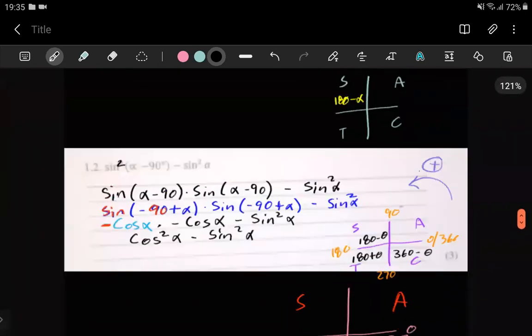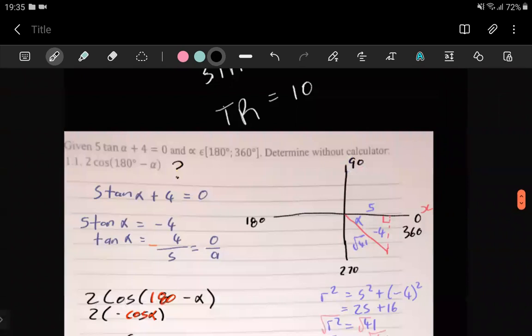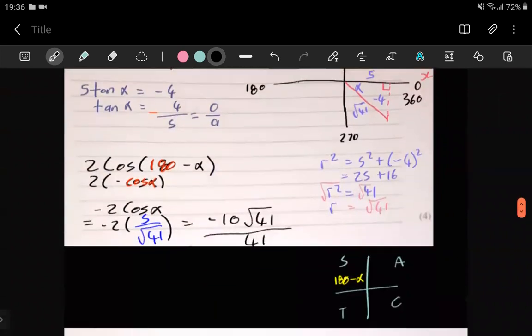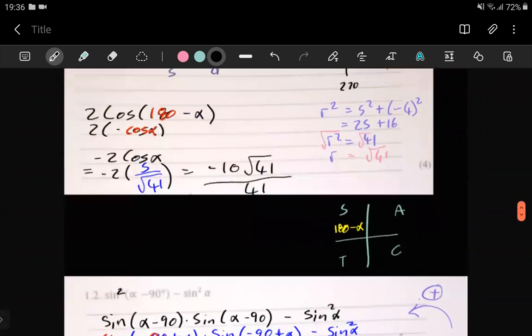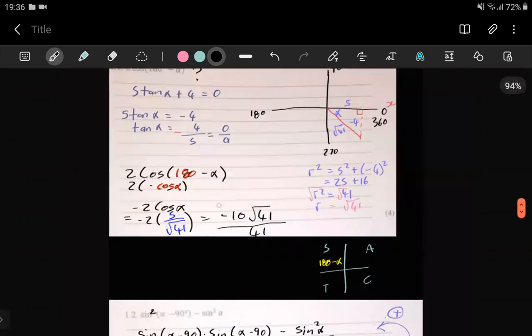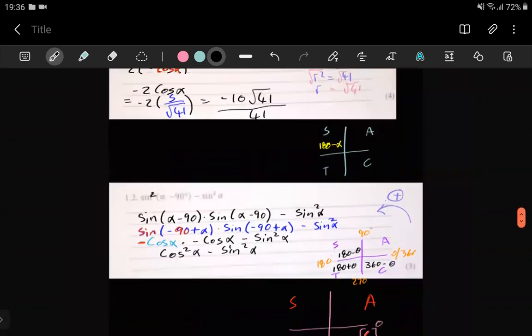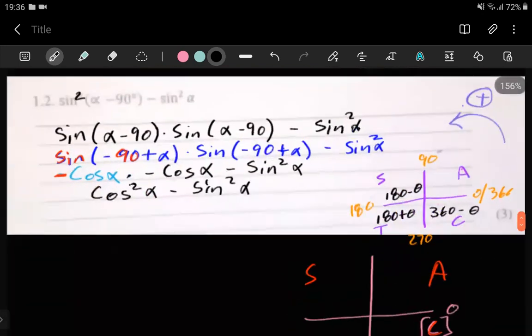So before we even carry on, our questions here were just asking us to determine without a calculator. Oh, it's funny how they say determine without a calculator, but we use the calculator here. The fortunate thing is, as long as your steps are all there, right, you won't be penalized for what we just did there.